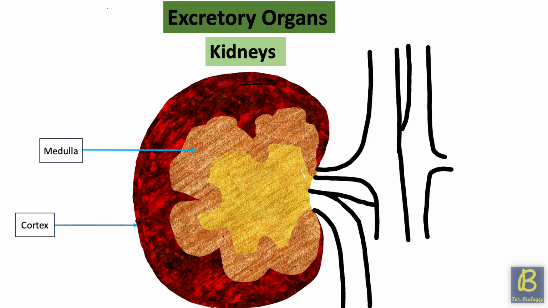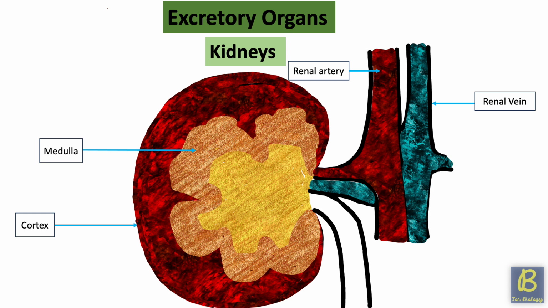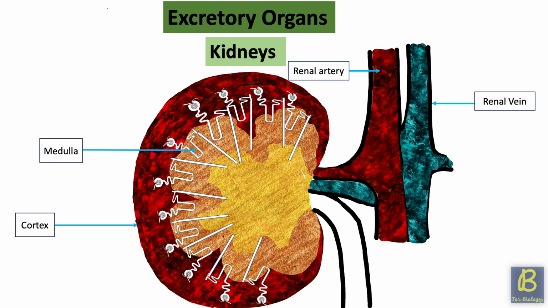A renal artery brings in the blood with impurities such as urea, salts, and other toxic materials for filtration to the kidneys. Renal vein carries filtered blood that is clear from all the toxic materials. So, what is inside the kidneys that acts as a sieve to filter and clean the blood from the toxic and unwanted materials? Inside each kidney, there are microscopic structures called nephrons. Each nephron has a sieve-like structure in it.